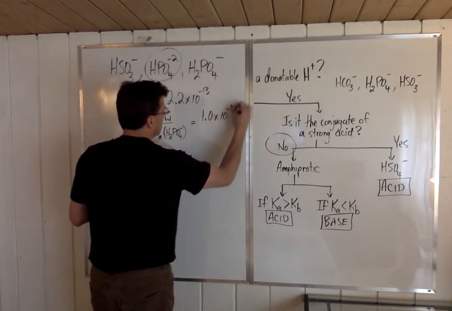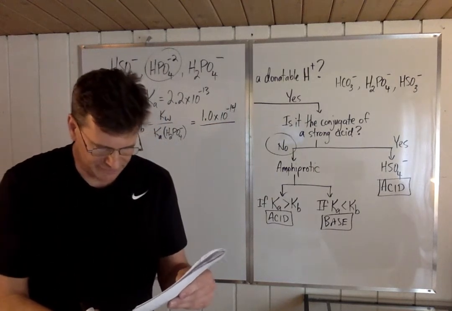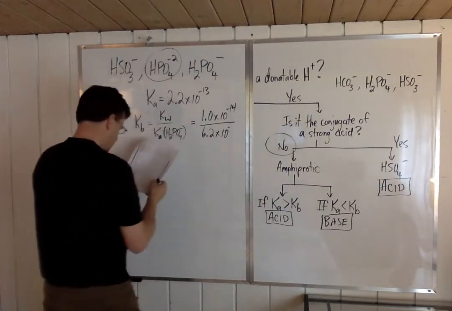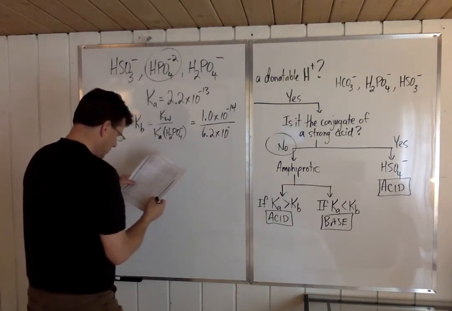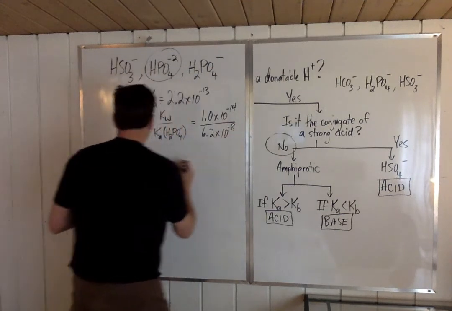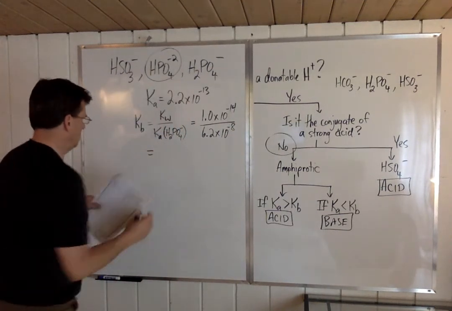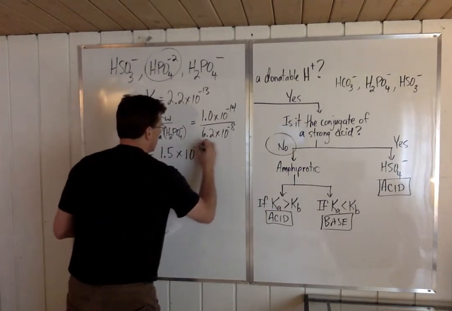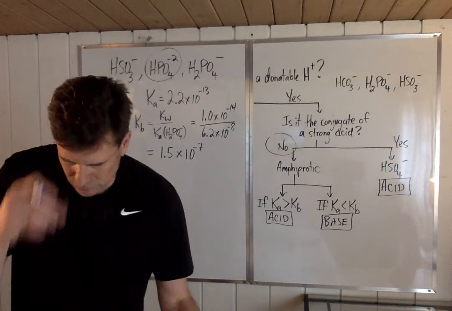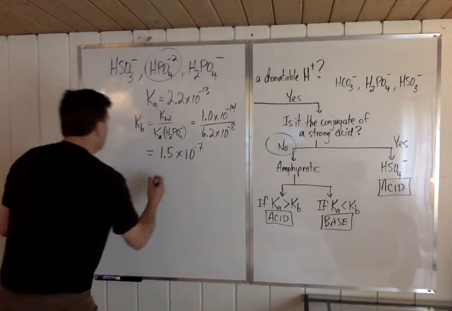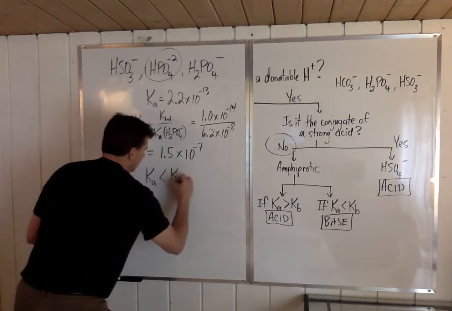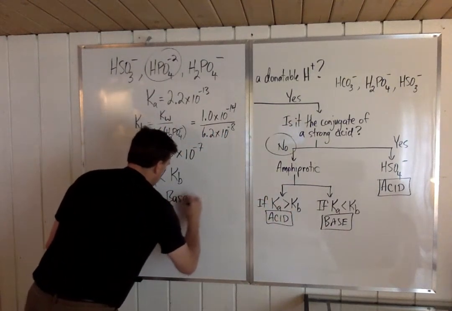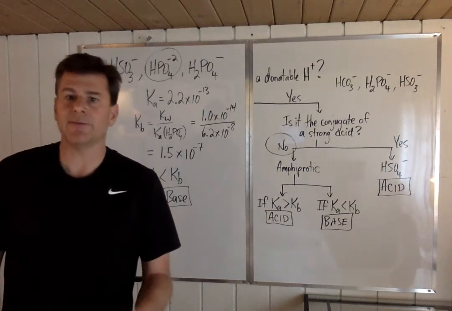Kw divided by, dihydrogen phosphate has a Ka of 6.2 times 10 to the negative 8, which equals, again, I think I can do that one in my head, 1.5 times 10 to the negative 7. So now you've got Kb is bigger than the Ka. So you've got this situation, and so this one would be a base because its Kb is bigger than its Ka.